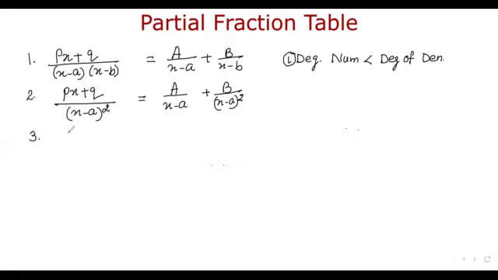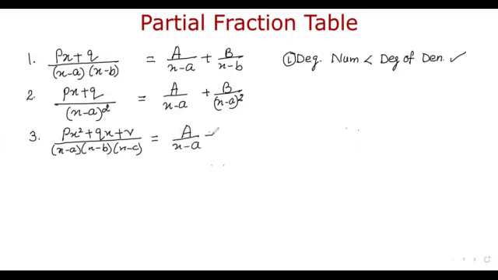One more category we have where we have an equation px² + qx + r. And here I am having three factors, but all of these are different. In this, first of all, this condition is satisfied where degree is 2 in numerator and degree is 3 in denominator. So when this condition is satisfied and we are having three different factors, we can easily make the partial fraction in this form: A upon x − a, B upon x − b, and C upon x − c.